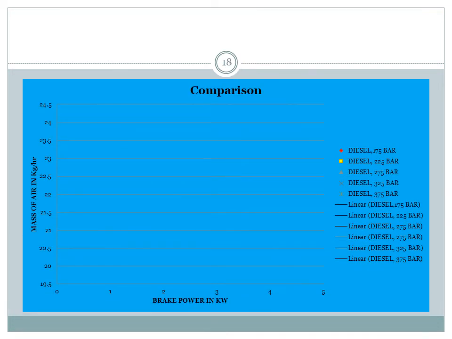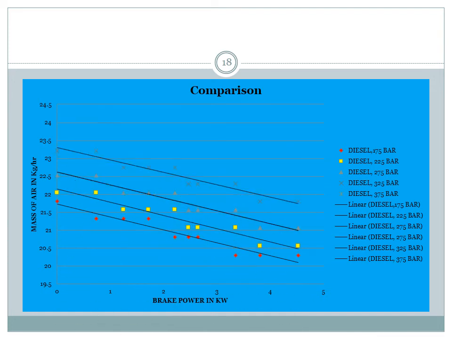Now this is the graph that is plotted between the mass of air and the brake power at various injection pressures of 175 bar, 225 bar, 275 bar, 325 bar and 375 bar. Mass of air is nothing but the breathing ability of the engine. According to the result, as the injection pressure increases, the mass of air is increasing.